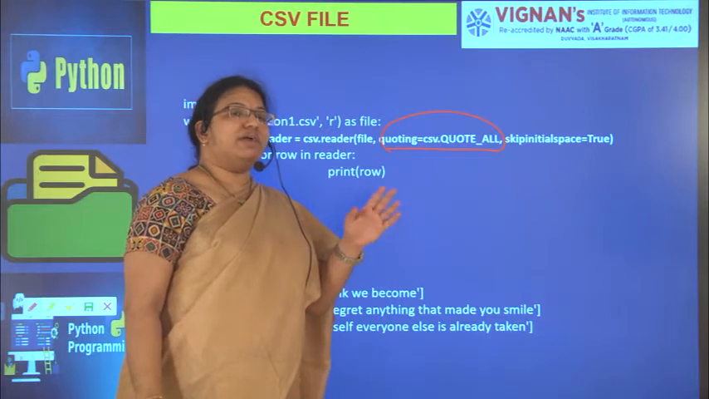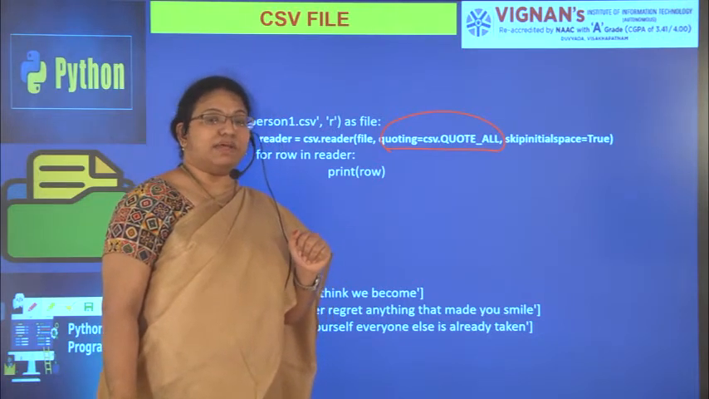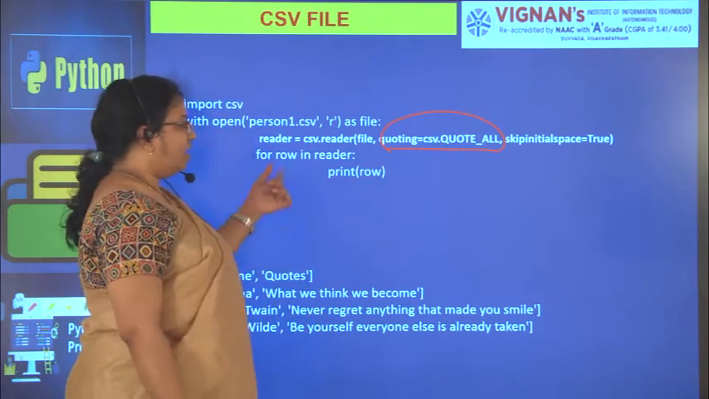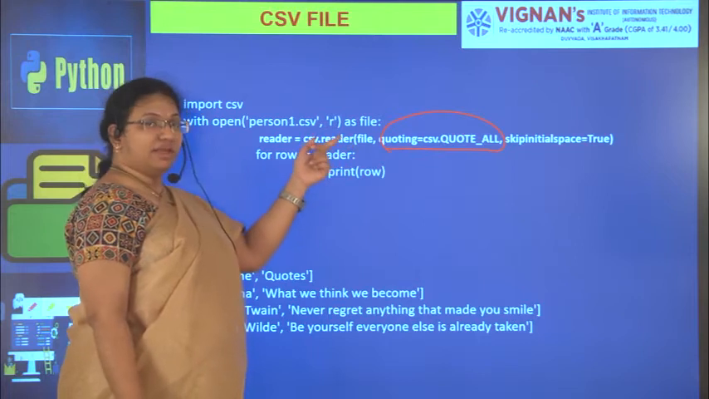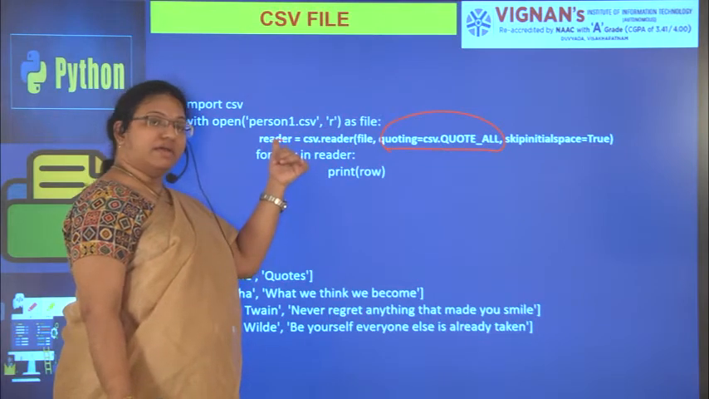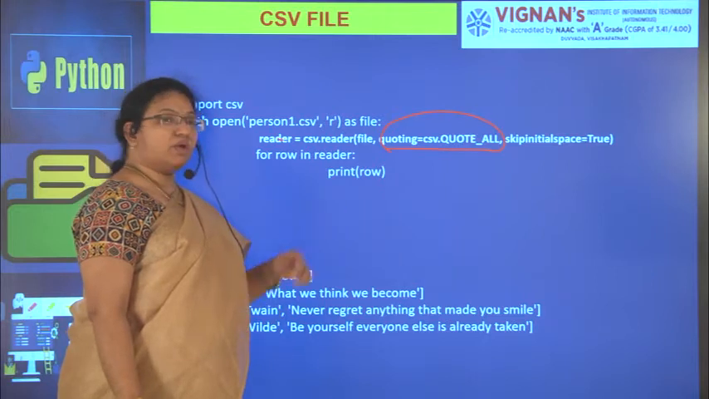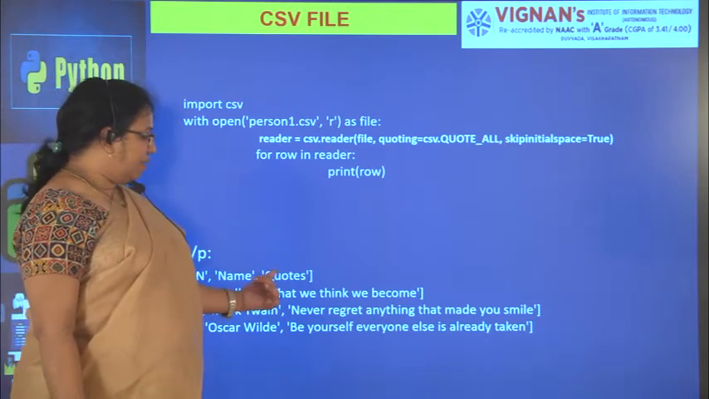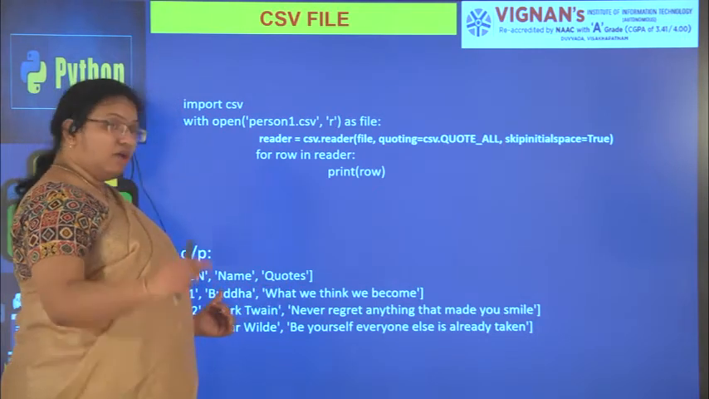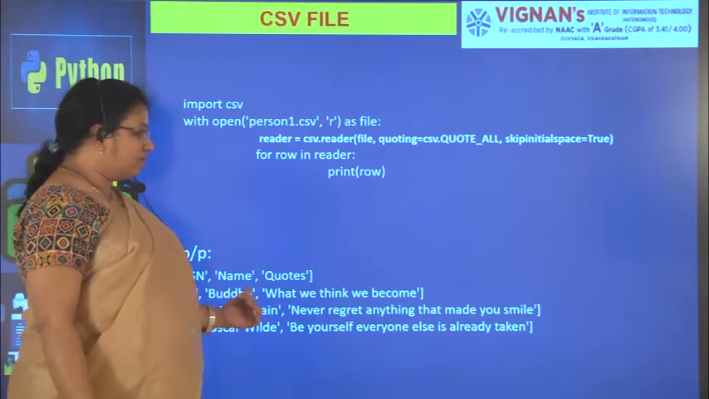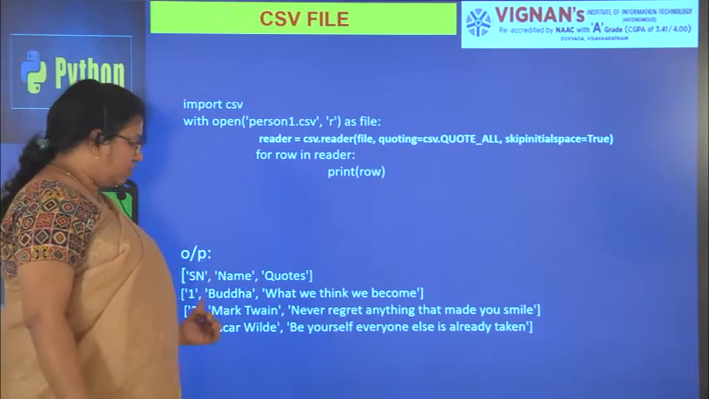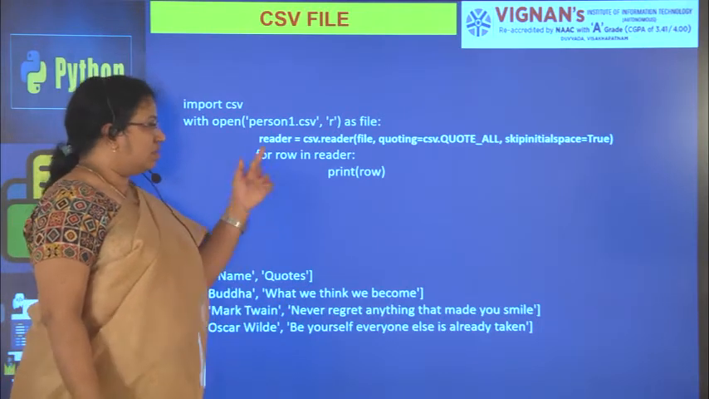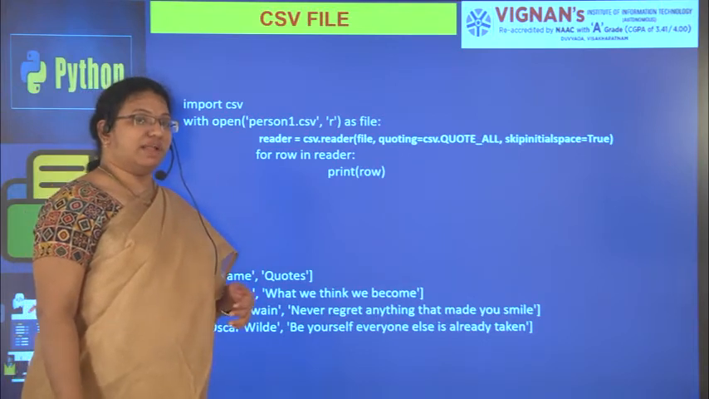We are not handling any initial spaces here, so skipinitialspace is equal to True we are doing. Every value that is held by your reader object is going to be read, and we are going to print value by value. See the output here: serial number, name, comma, quotes. Whatever content we are reading is present in the form of quotes. So see all the output, every output will contain the data in the form of quotes. So that is about reading CSV files with quotes.